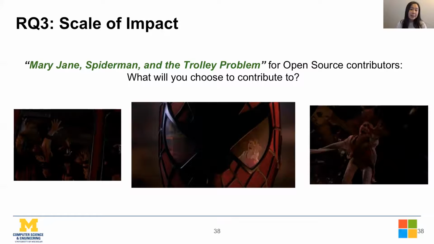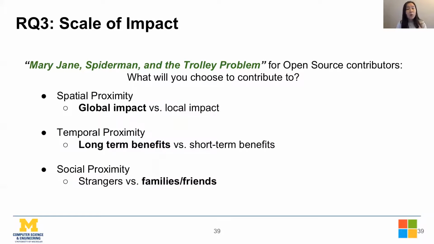So we bring up this Mary Jane, Spider-Man, and the trolley problem to the open source contributors. If they only have time for one, how do they choose? On spatial, temporal, and social proximities, we found open source contributors prefer projects with global impact, long-term benefits, or that's directly related to their own connections.